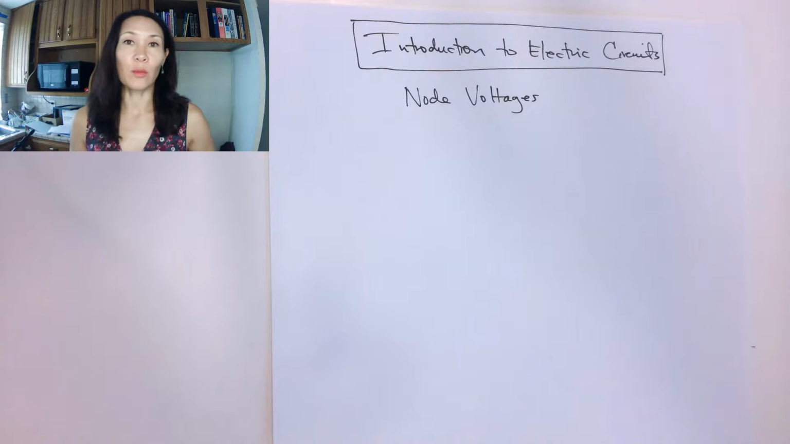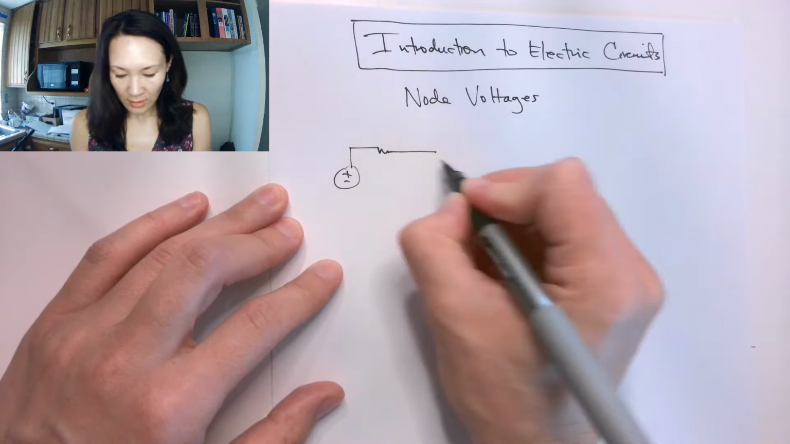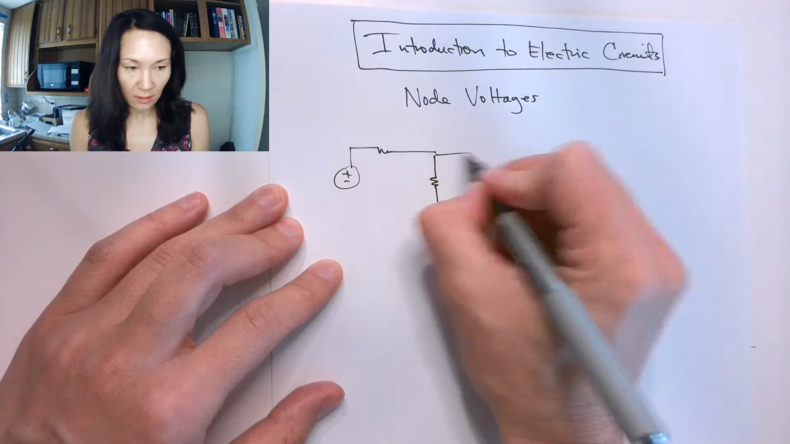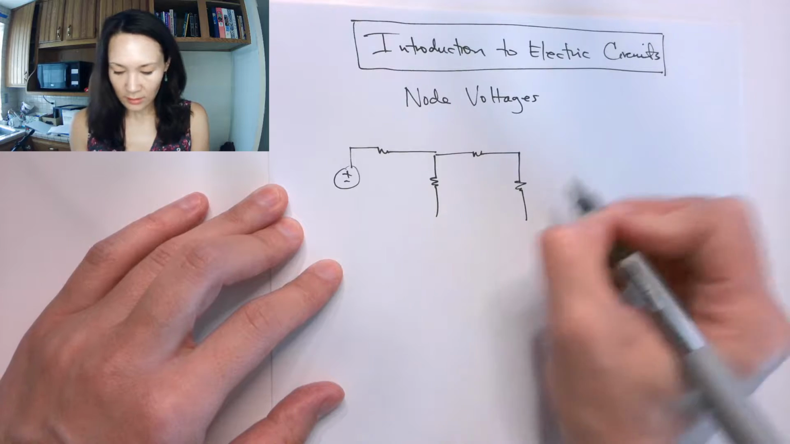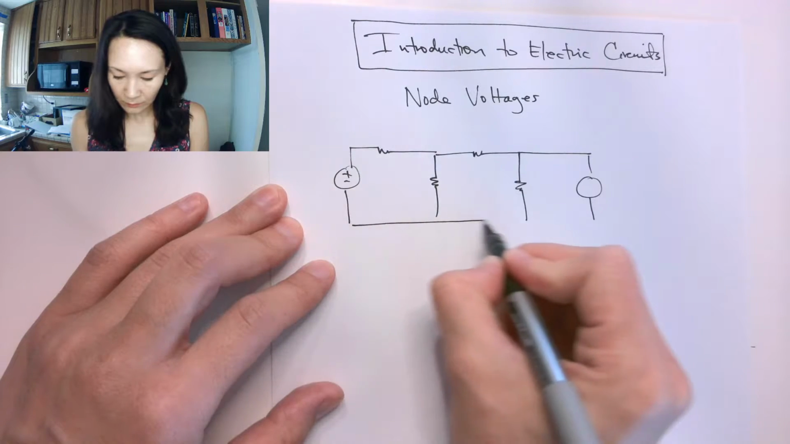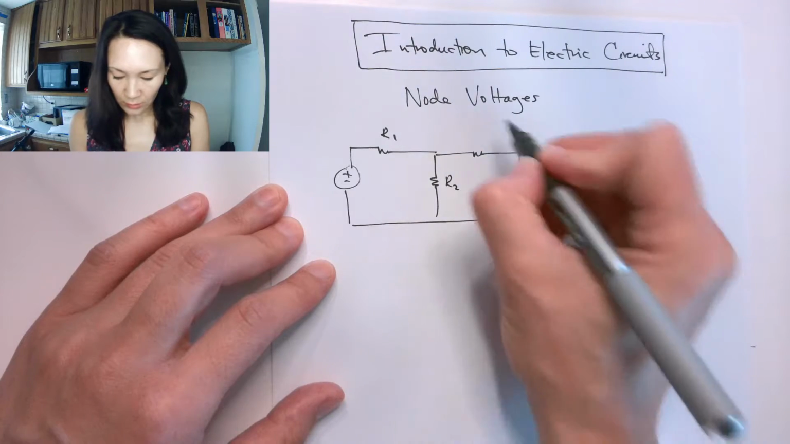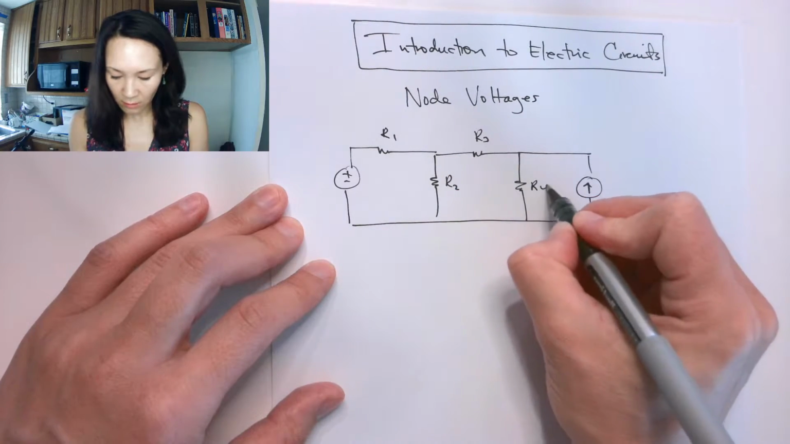Now that we know how to solve more complicated circuits using KCL and KVL, I'm going to show you a new method that's actually a really neat application of both KCL and KVL that acts as a shortcut for solving circuits. So if we have a circuit like this, suppose we have a resistor here, a resistor here, a resistor here, a resistor here, and let's put in a current source. Let's let this be R1, R2, R3, and R4.